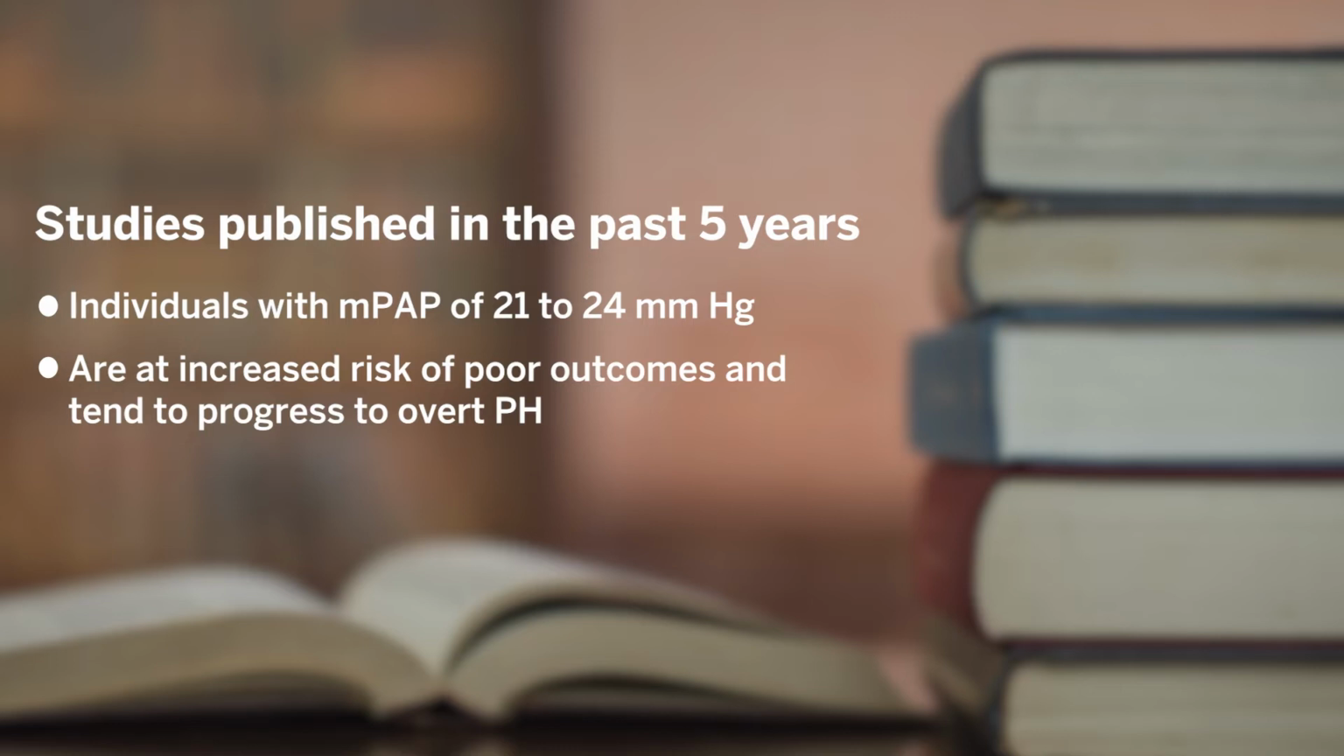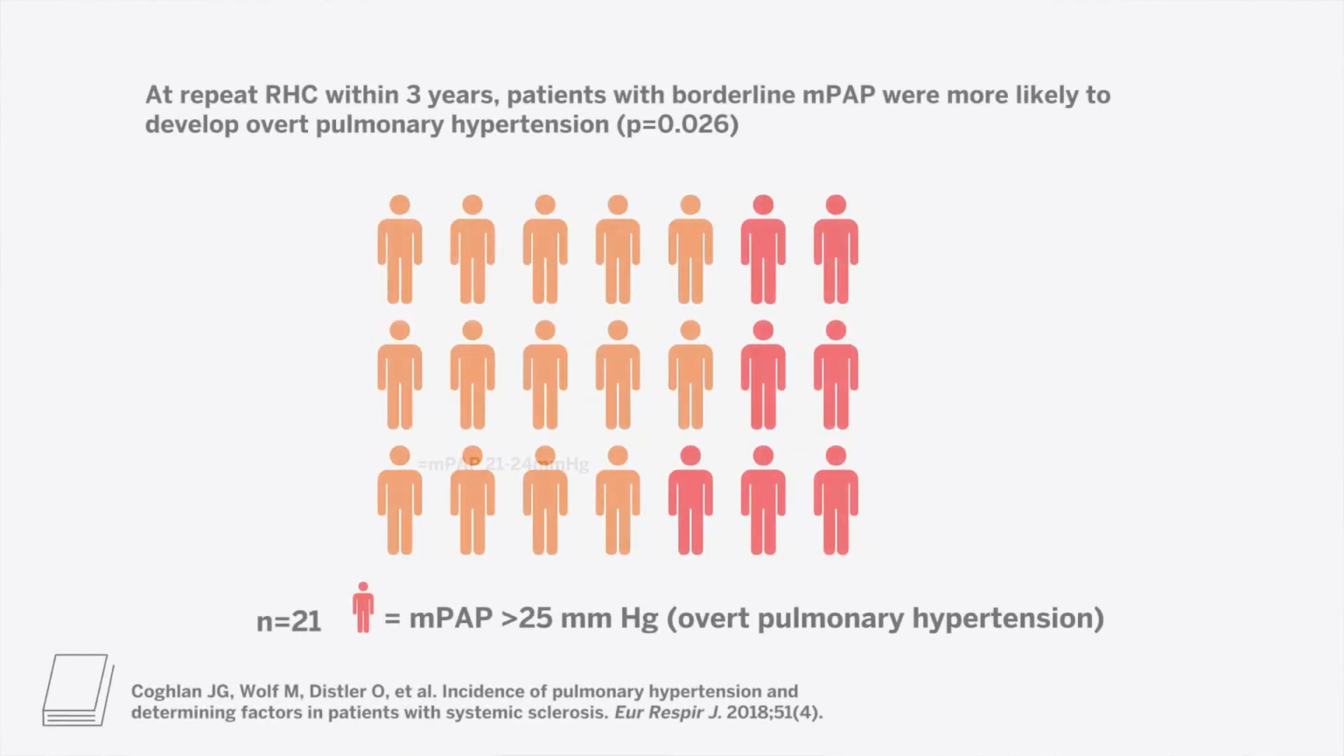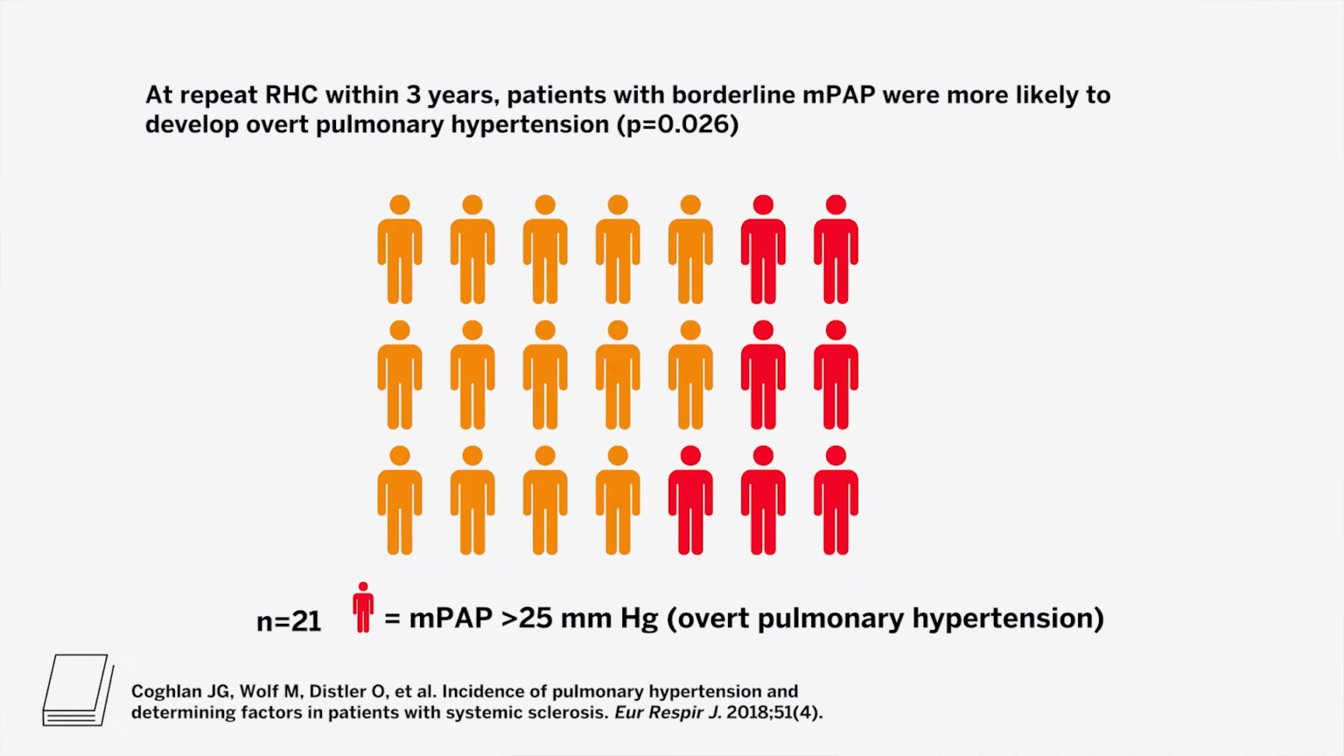One of the studies that looked at this was actually a study done by Colgan et al., where they looked at patients with systemic sclerosis who had a borderline mean PA pressure of 21 to 24 and found that when a repeat right heart catheterization was performed at 3 years after the initial, they were much more likely to go on to develop what would be defined as overt pulmonary hypertension or a mean pulmonary artery pressure greater than 25.